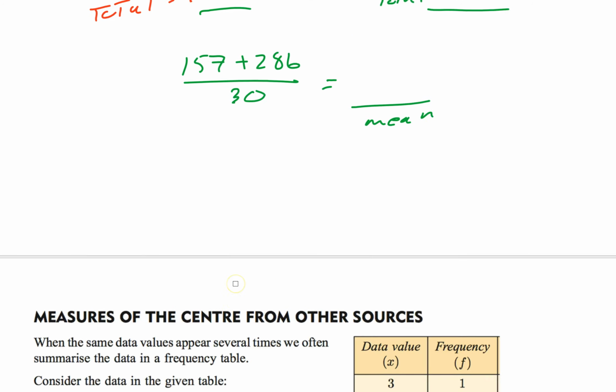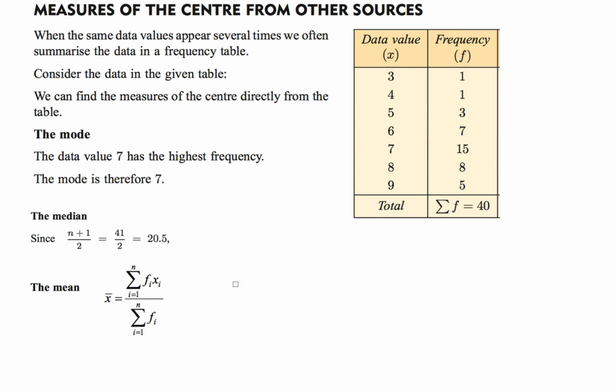Now let's talk about what a frequency does to our sensor data. The first thing you notice, it makes the mode really easy to find, right? Look at this. Oh, the mode is 7. Done. 7 has the most values, 15 of them.